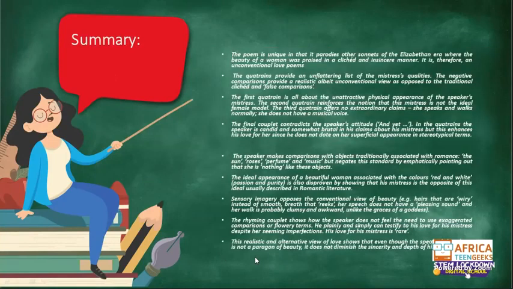So today we're going to be doing a lot of discussing, right? So the first thing we're going to talk about is how the poem is unique in that it carries the Elizabethan era, where the beauty of a woman was praised in a cliched and insincere manner. It is therefore an unconventional love poem. Okay, I think that was a typo.